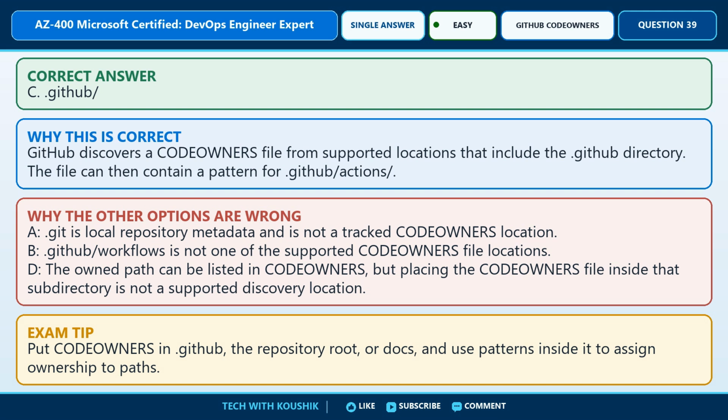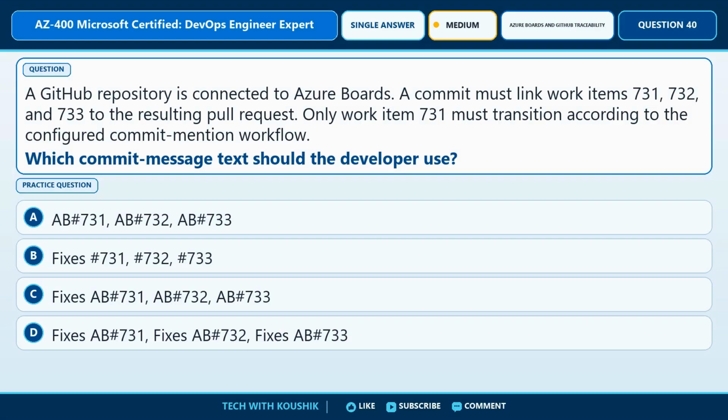Why are the other options not correct? A. .git is local repository metadata and is not a tracked code owners location. B. .github/workflows is not one of the supported code owners file locations. D. The owned path can be listed in code owners, but placing the code owners file inside that subdirectory is not a supported discovery location. Exam tip. Put code owners in .github, the repository root, or docs, and use patterns inside it to assign ownership to paths. Question number 40.